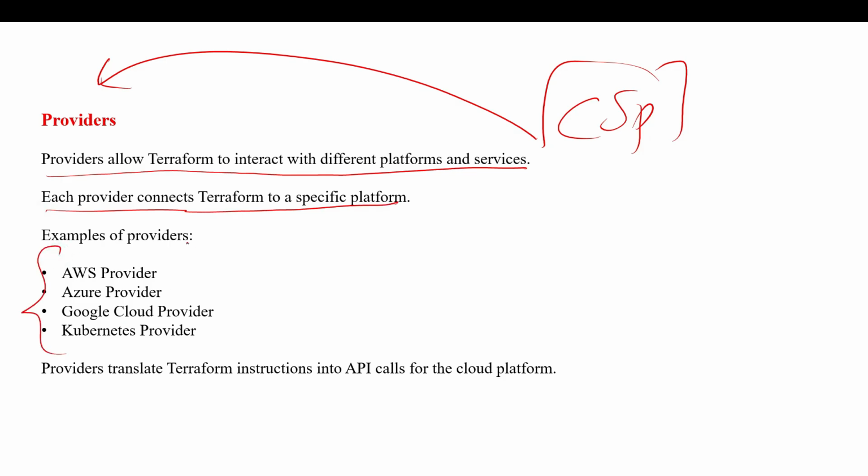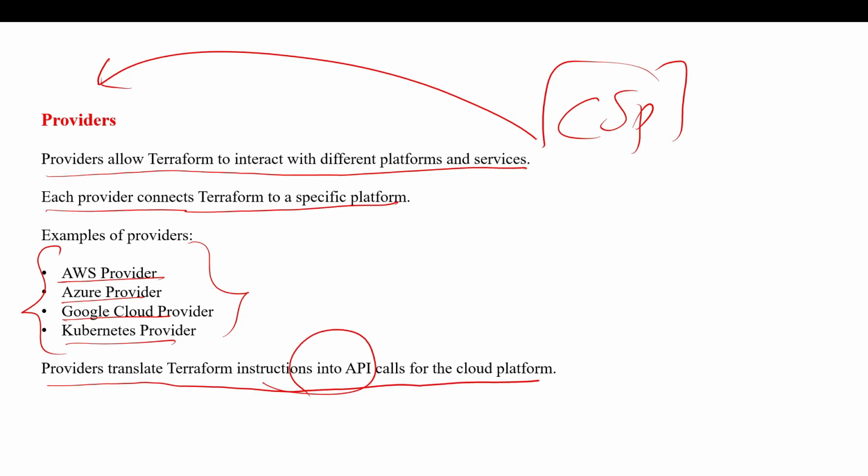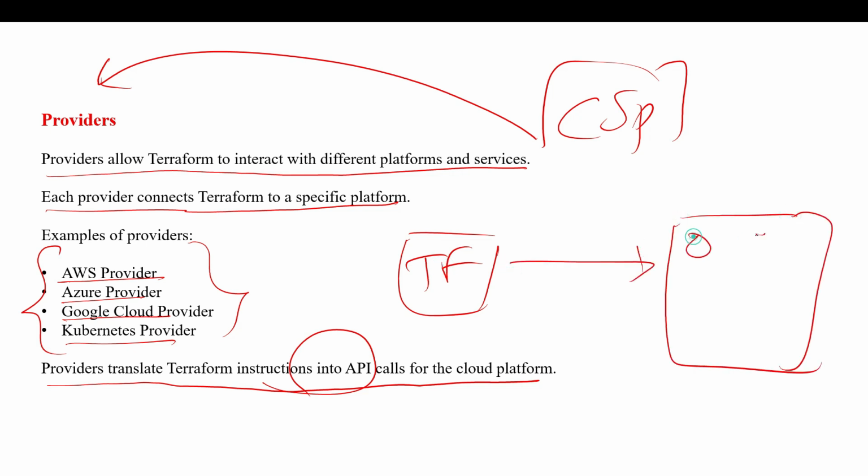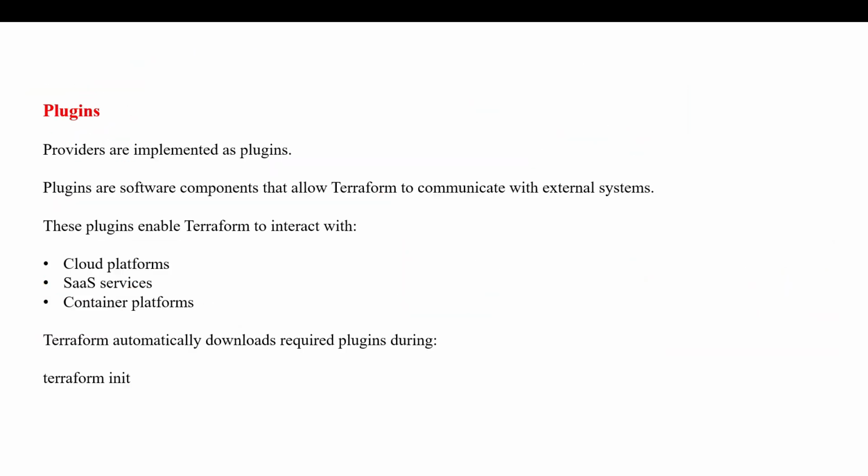So these are the different providers, like when you are working with AWS, Azure, Google Cloud, IBM, Oracle Cloud, maybe Kubernetes. Providers translate Terraform instructions into API calls for the cloud platform. Now what does it mean? I will explain in the next few slides. Here, what we are talking about is that with the help of Terraform, you can configure the resources of multiple cloud service providers. So this is the providers.